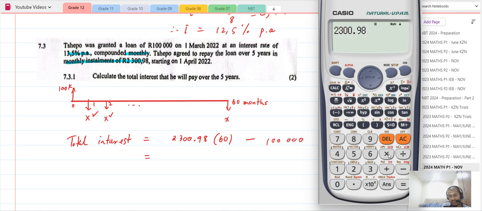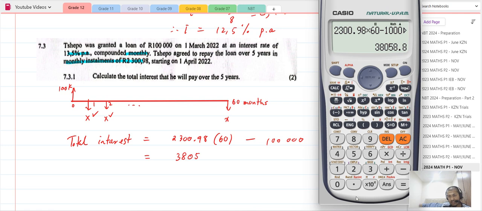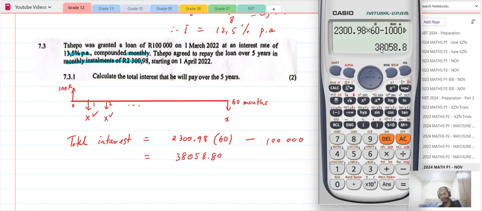2,300.98 times 60 minus 100,000. So the amount of interest you paid is 38,058.80, 38,058 rands and 80 cents.